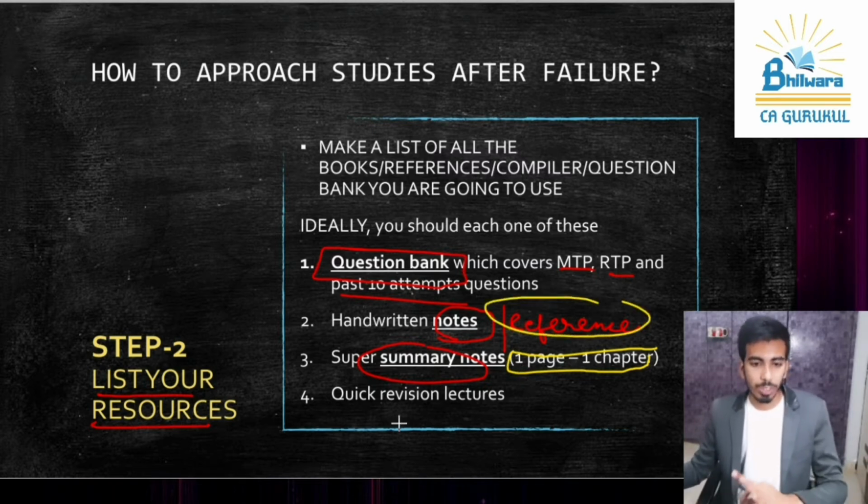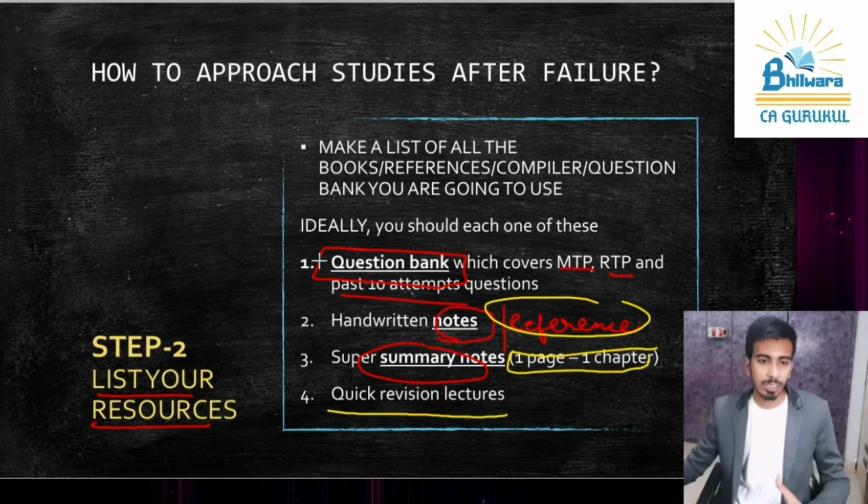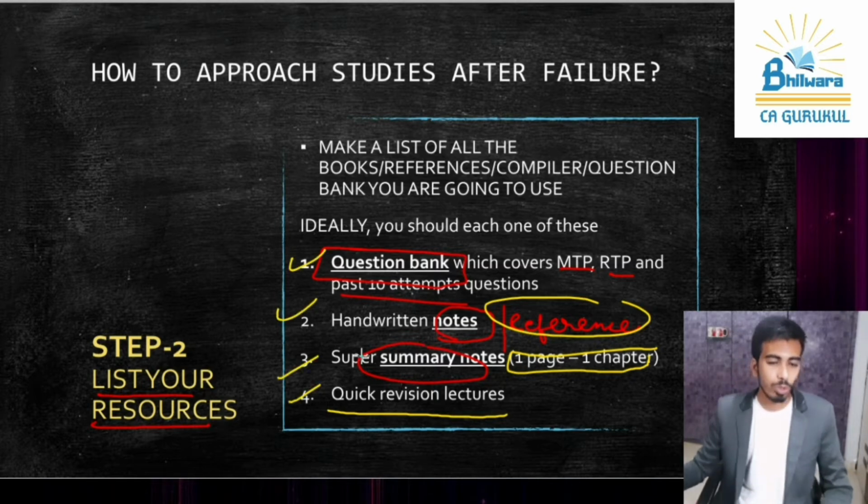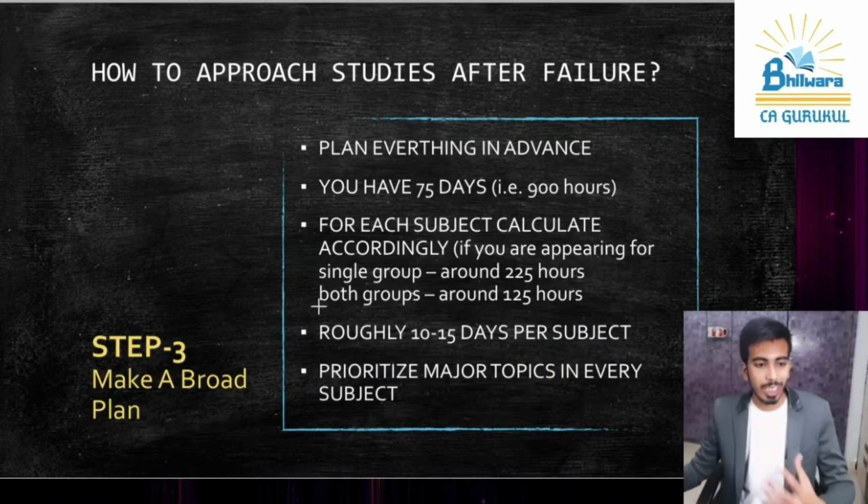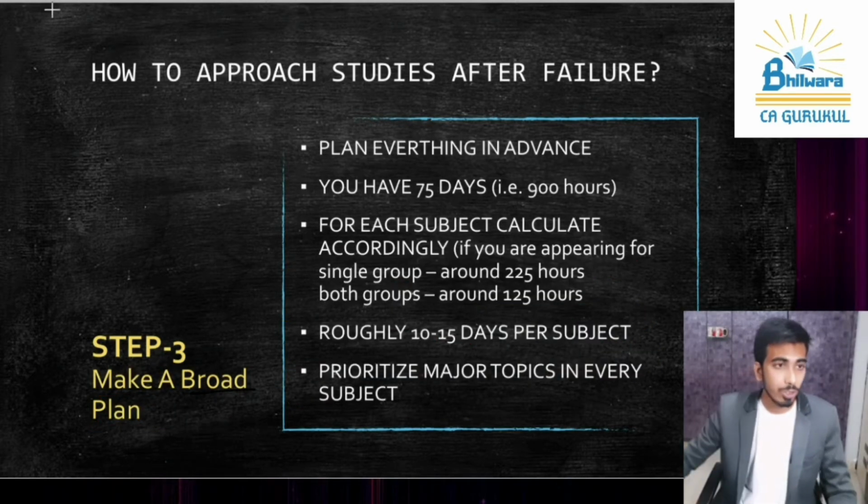But for super summary notes, you have to make them, and then quick revision lectures. So basically these 1, 2, 3, 4 are the mandatory parts, like you have to study from these. Step number 3 is make a broad plan. You ought to have a broad plan.